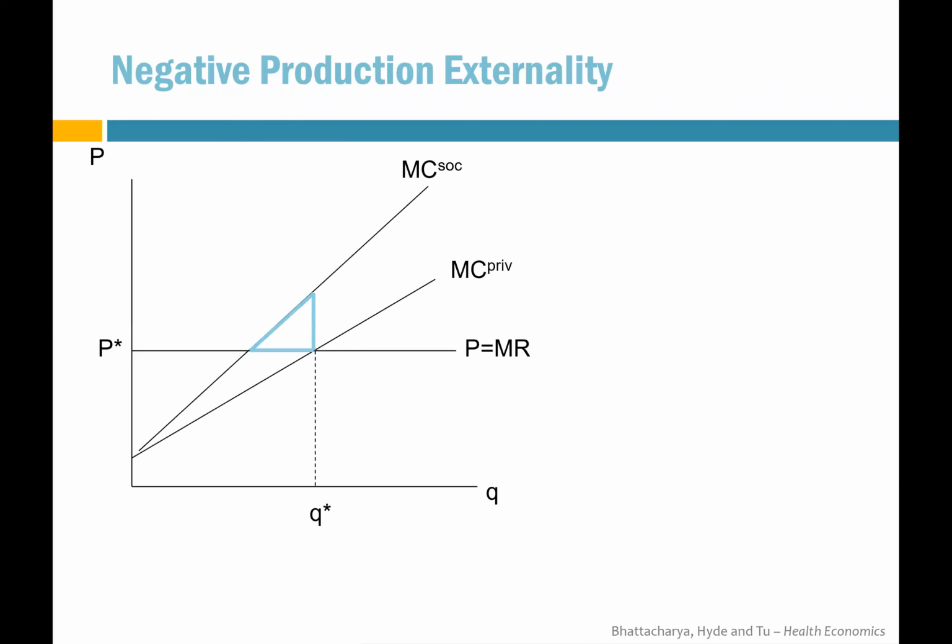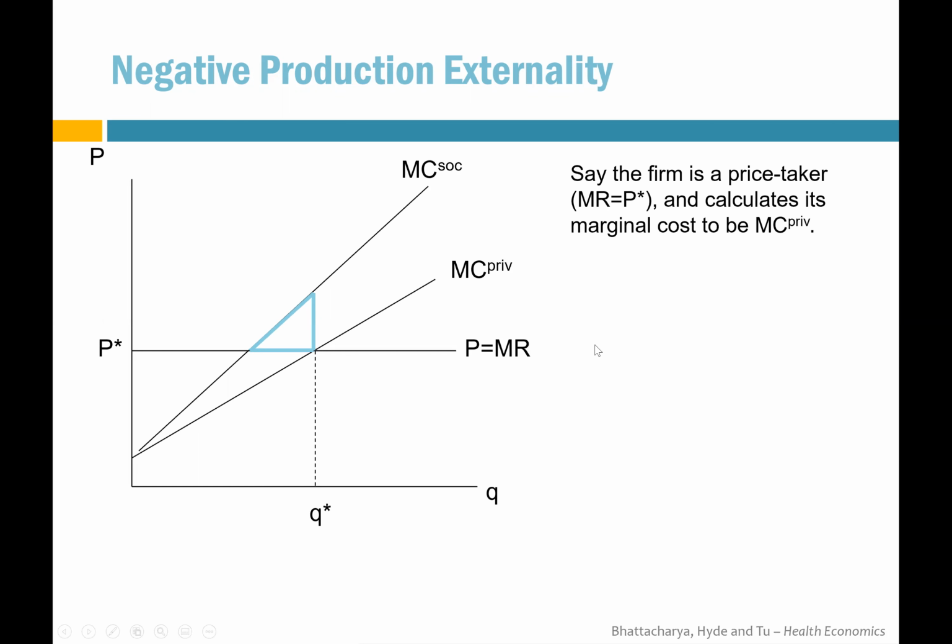So let's think about production externalities a little bit more generally. In the case of a negative production externality, it means that a seller or a producer is making something and they're not paying their way. It means that there are costs that are being imposed on others that they're not taking into consideration.